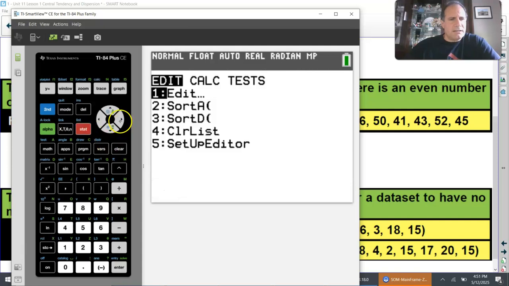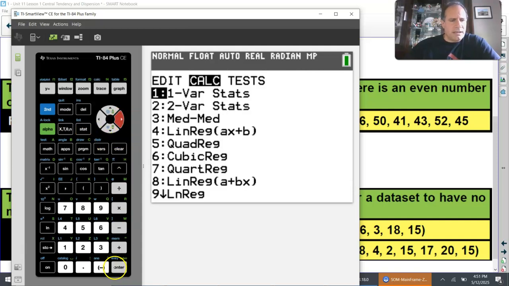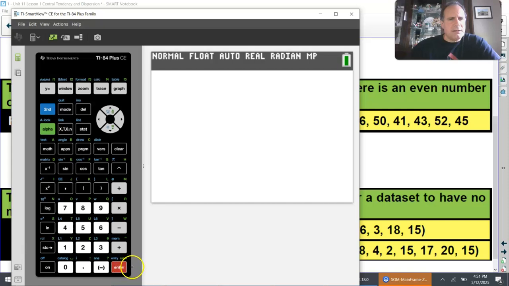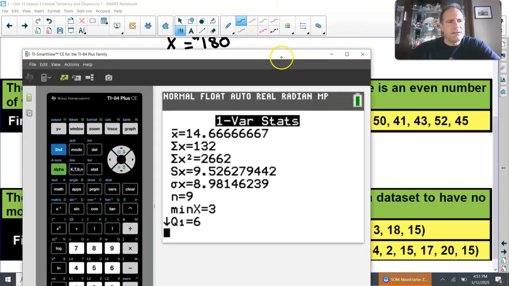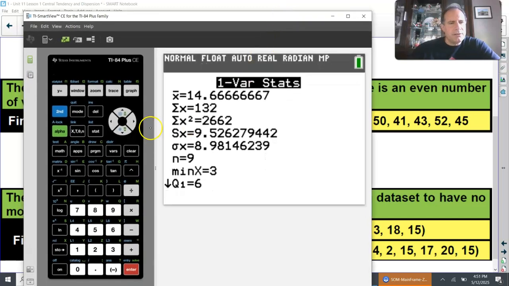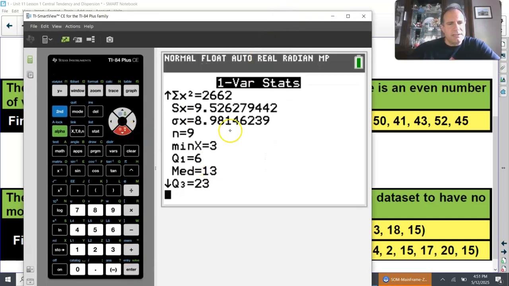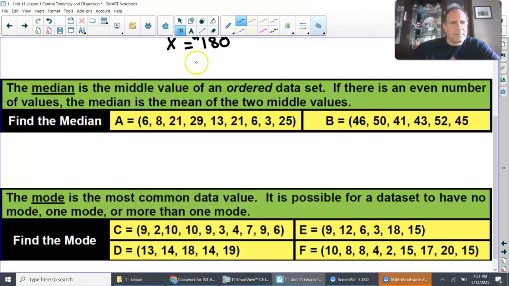We're going to press Stat and go over to Calc and leave it on 1-Var Stats. Press Enter 3 times, and we are looking for the median, which is the middle number. And the median is 13. The middle. The median equals 13.